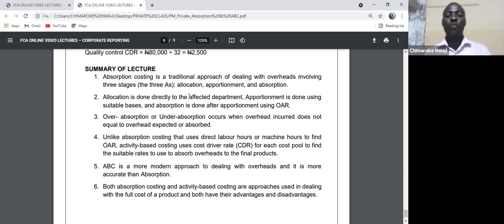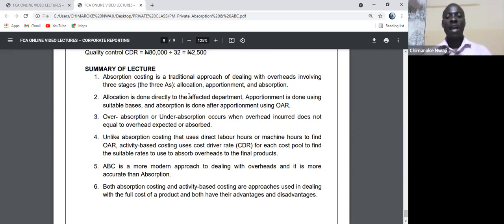So you see, full cost of a product comprises variable costs and fixed costs. When you add them together, it's full cost. And I told you similarities between absorption costing and ABC. The way they handle the variable cost is the same. The way they handle the prime cost is the same.